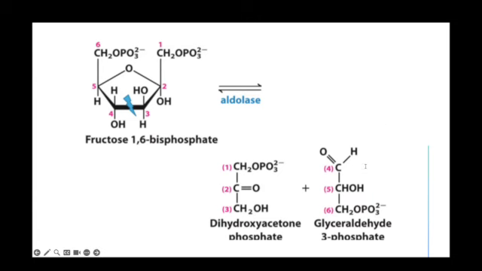The cleavage between C3 and C4, so from the C6 body into 2 C3 bodies, requires a carbonyl group. So we need to open up that fructose ring to get a linear molecule, and then it binds to the enzyme active site, forms a tetrahedral intermediate, and then it rearranges to get that carbonyl group, and then we split to get those 2 molecules.